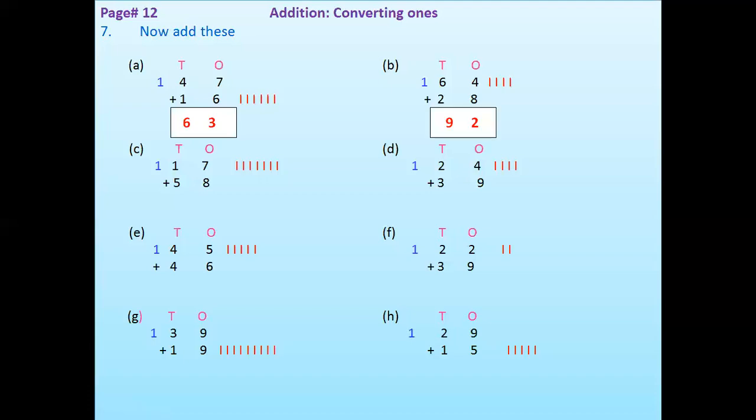Part number B. The question is 64 plus 28. So first we add ones. 4 plus 8. 4 is the smaller. We draw 4 lines and we add these 4 lines into 8. 8, 9, 10, 11, 12. Okay. So 1 goes to add into tens. So first we add these tens. 6 plus 2, 8. Then 1, 9. Okay. 6 plus 2, 8 plus 1, 9.